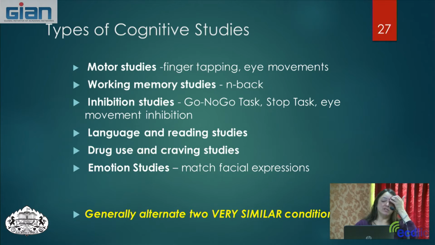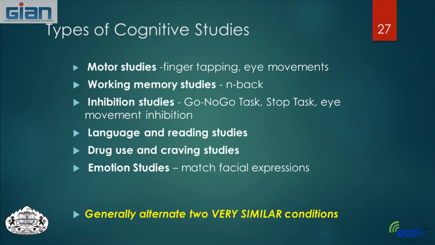So people have used language and reading studies. They've studied drug use and craving studies. For example, with nicotine, they'll have smokers come in and look at pictures of cigarettes and different cues and see how this elicits the craving in the brain and the reward systems in the brain. And we also use emotional studies. For example, you might have different emotions come up, and you say, match the two that are the same emotion, or something similar to that.